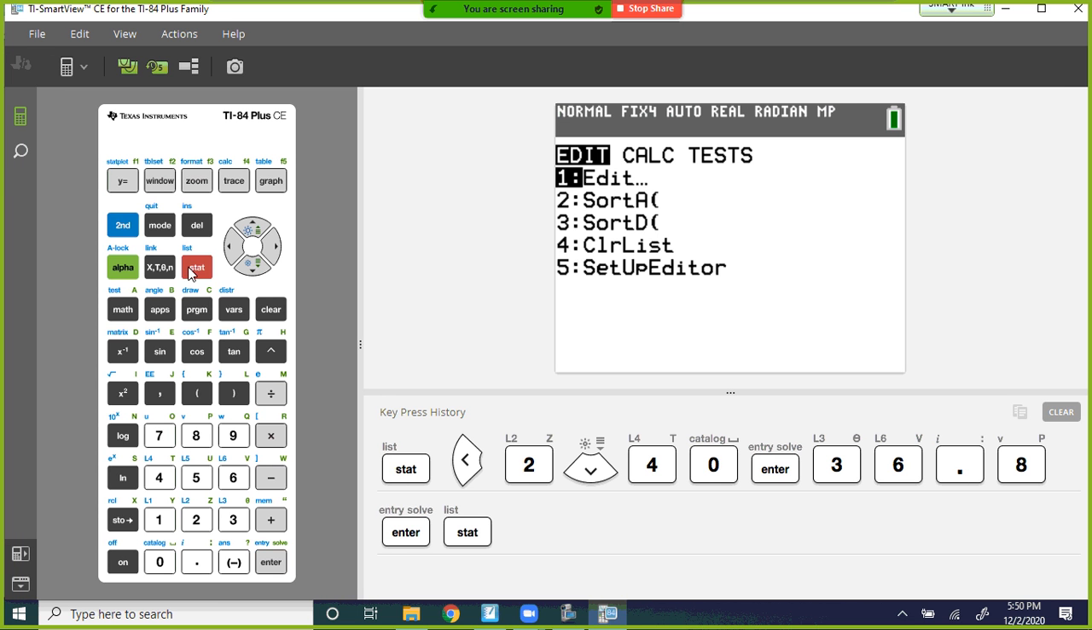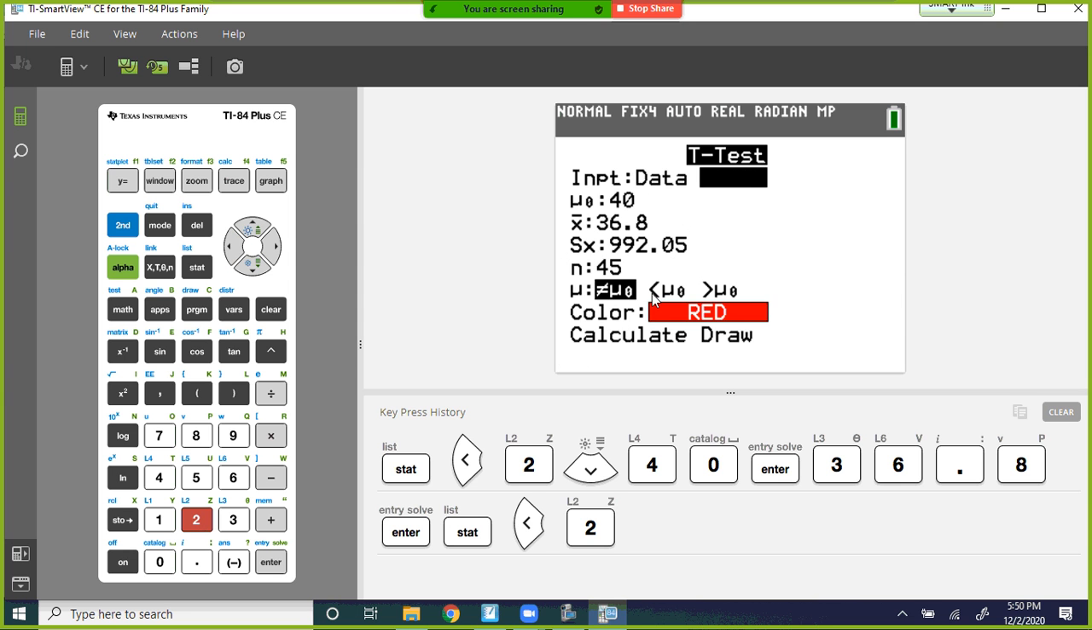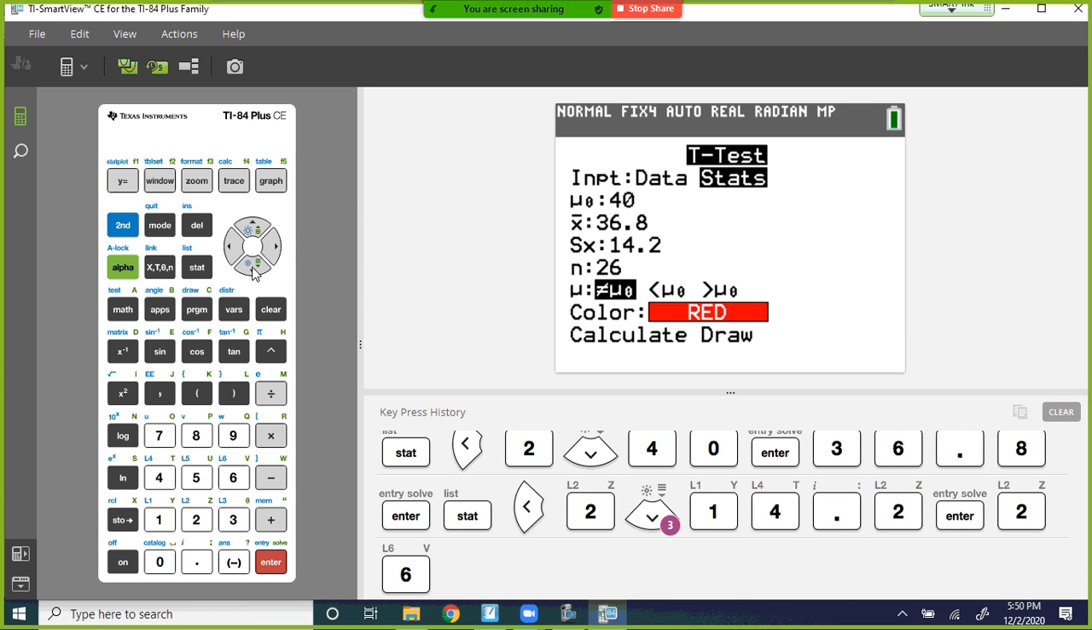You go to stat. Your three options when you hit stat are edit, calc, and test. So you want to hit the arrow either 2 to the right or 1 to the left, because it's cyclical, which means if you hit left, it'll just continue wrapping around, right? And we went to number 2, right? Okay. And then we're just going to put our information in. We're on a sample standard deviation right now of 14.2, right? And then our number in our sample was 26, right?